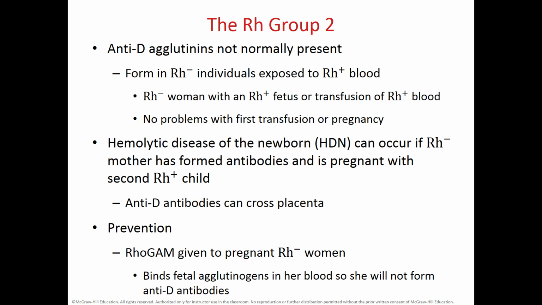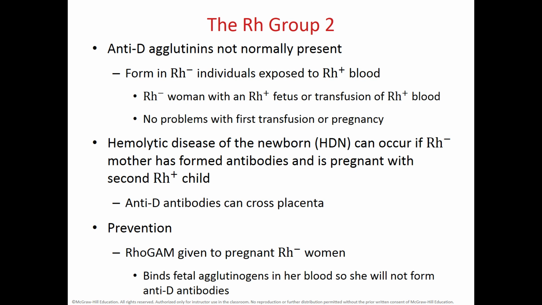So there is a way then to prevent this from happening. If a female is Rh negative and gets pregnant for the first time with a baby whose blood is Rh positive, she can receive this RhoGAM, which is an antibody that is going to bind to her anti-D antibodies, preventing these anti-D antibodies from reaching the fetal blood and destroying it.